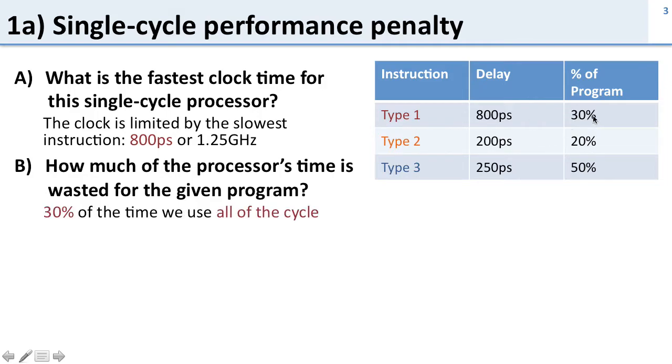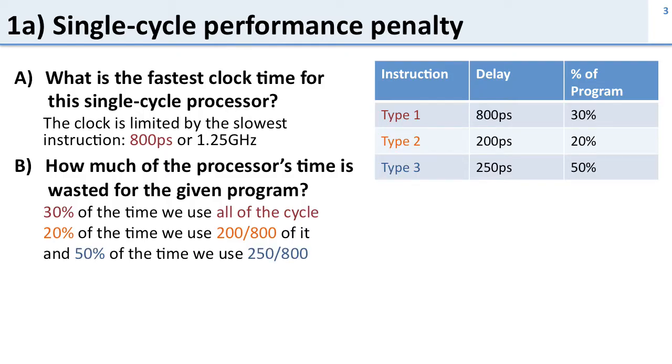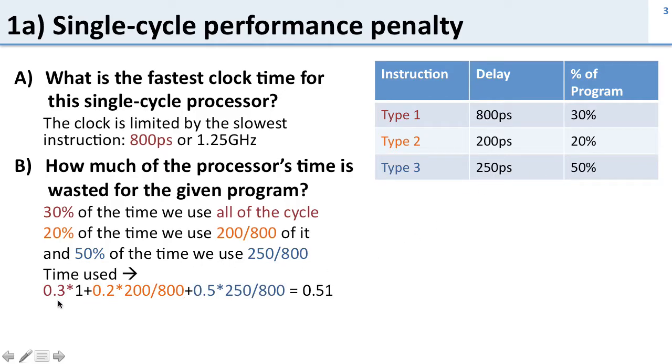So 30% of the time, when we do type 1 instructions, we'll use all of the time because we need it to complete them. 20% of the time over here, we'll use only 200 of the 800 picoseconds of the clock cycle. So we'll waste a whole bunch of time. And then 50% of the time for these last instructions, we'll only use 250 out of the 800 picoseconds. So we can calculate what this is. It's just the amount of time we do the instruction times how much we're using or wasting, added up. So we're using 51% of our time here, which means we're wasting 49%.